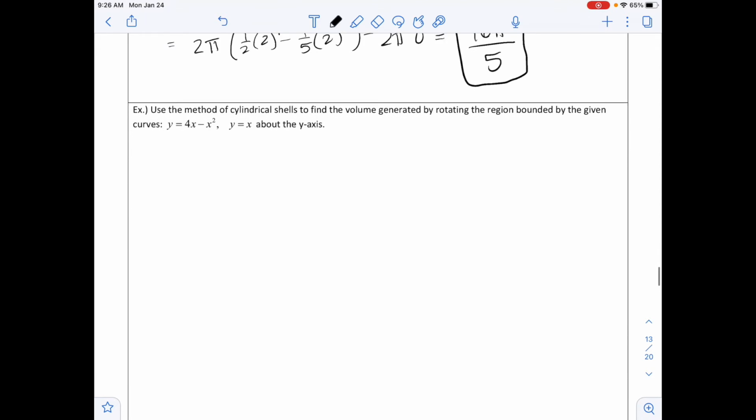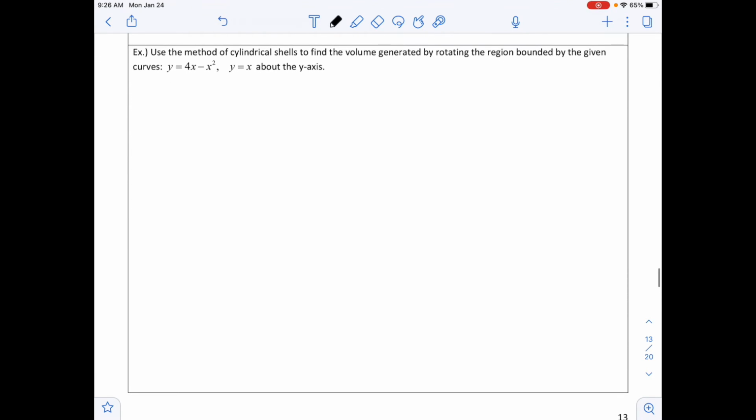So right below, we have another example. The example says use the method of cylindrical shells to find the volume generated by rotating the region bounded by the given curves, y equals 4x minus x squared, and y equals x about the y-axis. So we're going to rotate it this way. This time I did not give you a graph, so we are going to have to graph this ourselves.